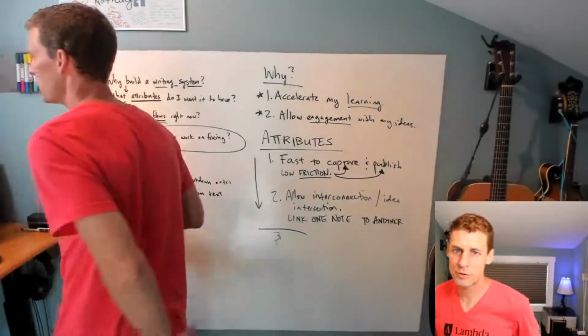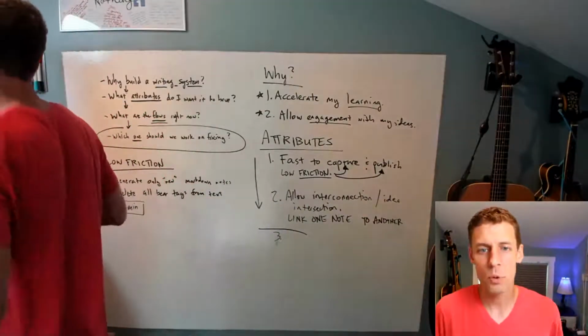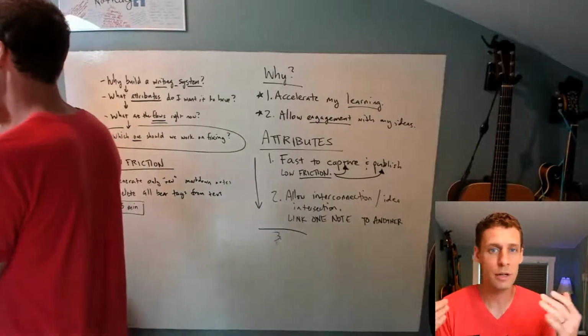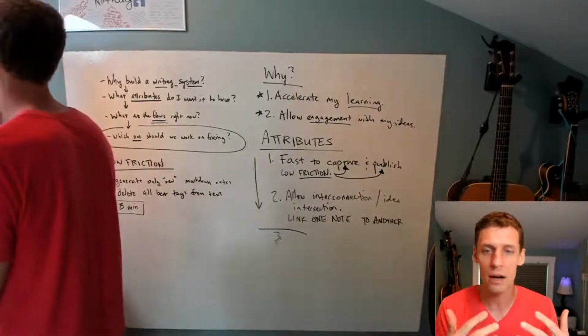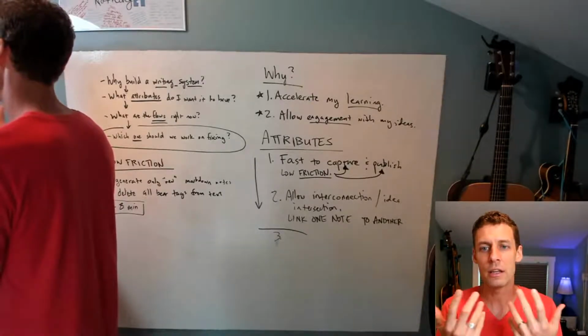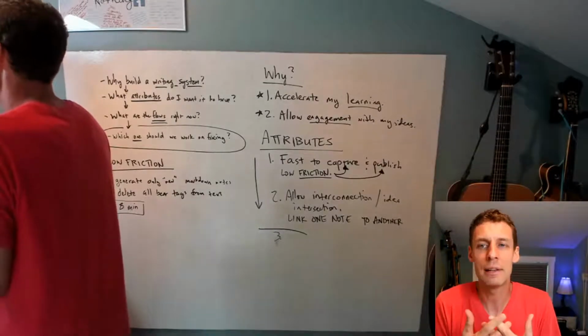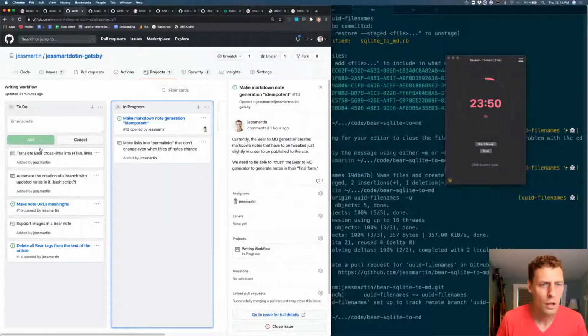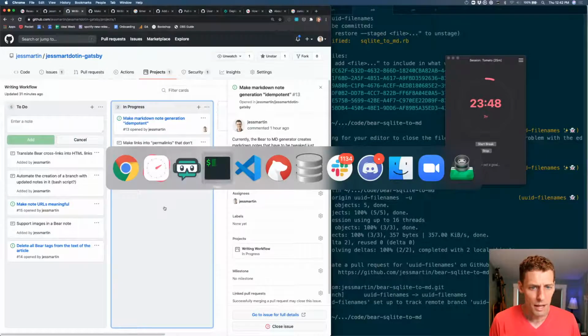Currently, I don't get that for free out of the box with my setup, because even though Bear allows me to build crosslinks that I can use in Bear, when those get translated over to Markdown, it's not a true HTML link between those two things. So let's go see an example. What am I talking about?